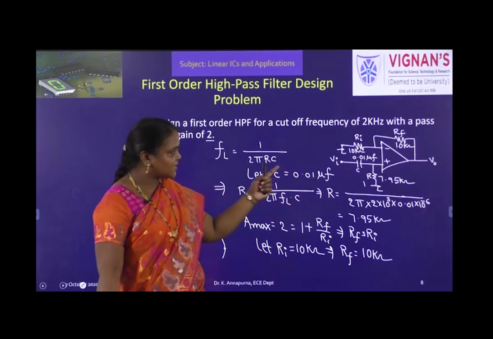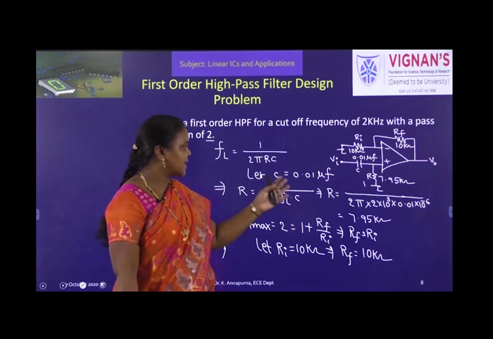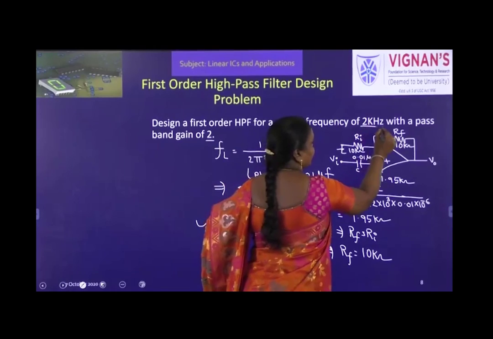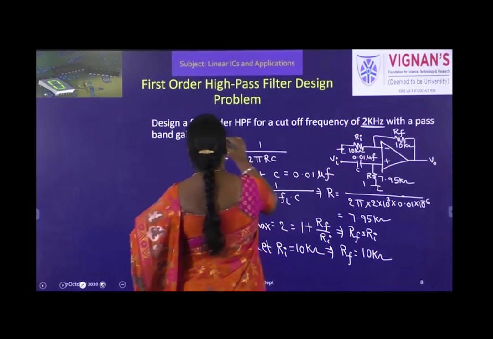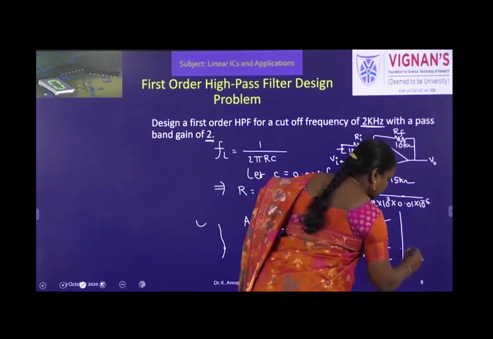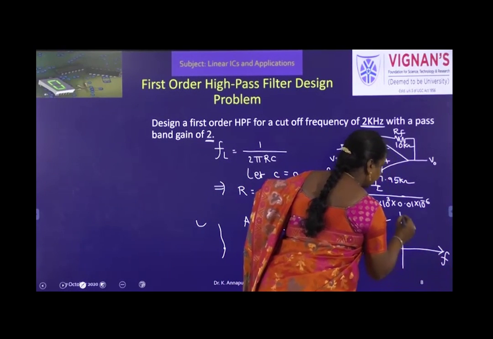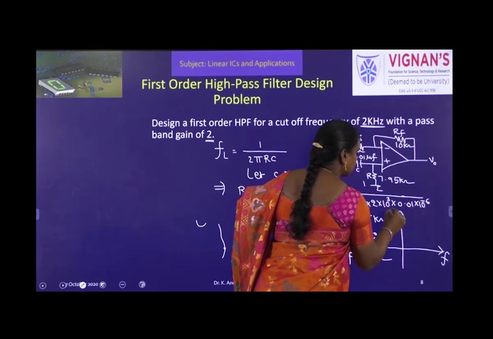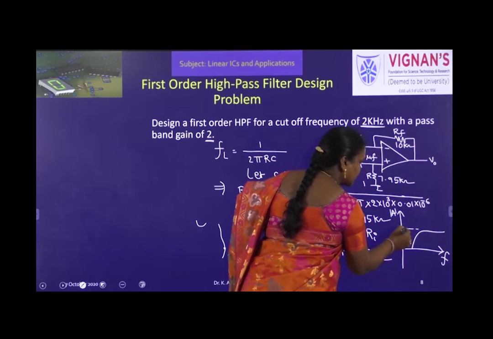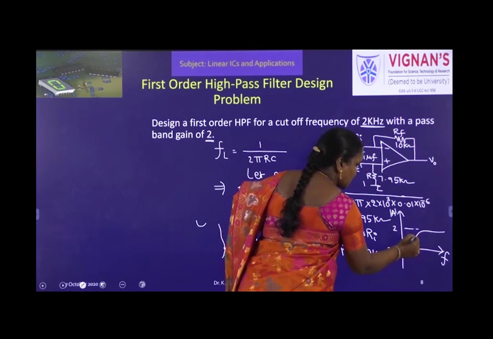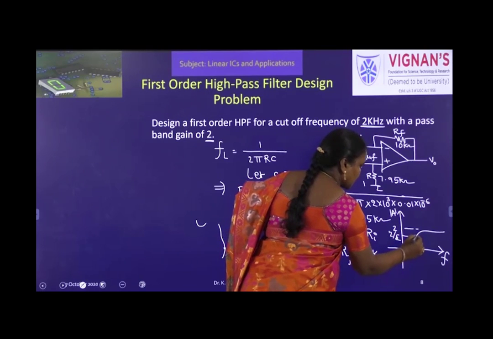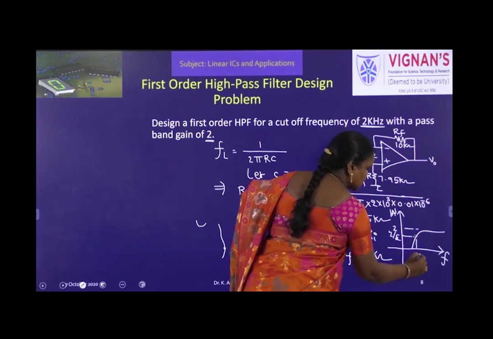So, once you perform this, the frequency response will be like this, with cutoff frequency 2 kilohertz and the passband gain 2. So this maximum gain is 2, and at cutoff frequency it is 2 by root 2. And this frequency is 2 kilohertz.